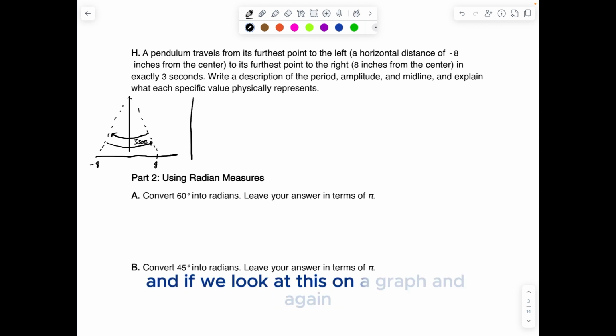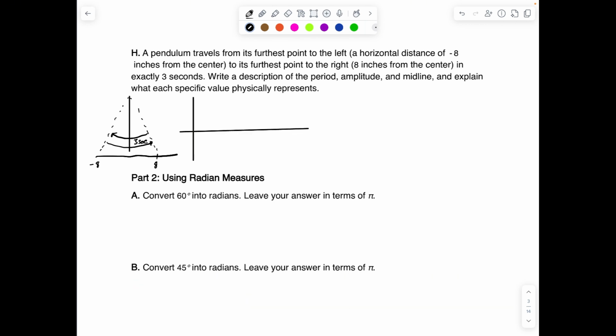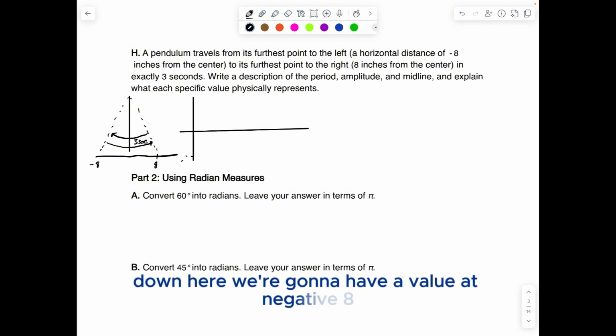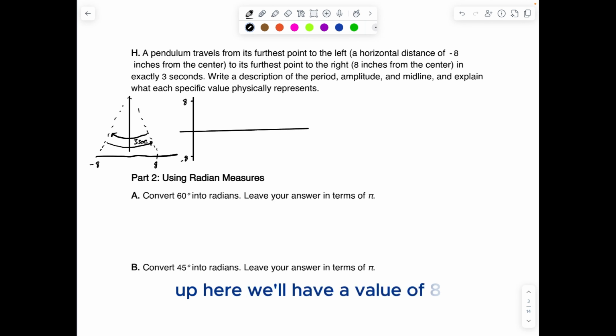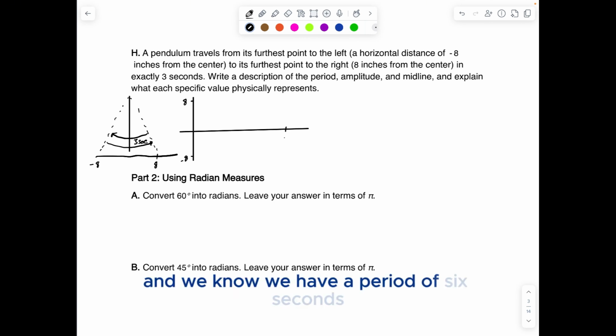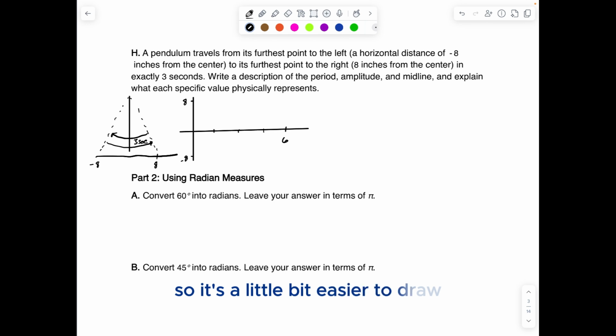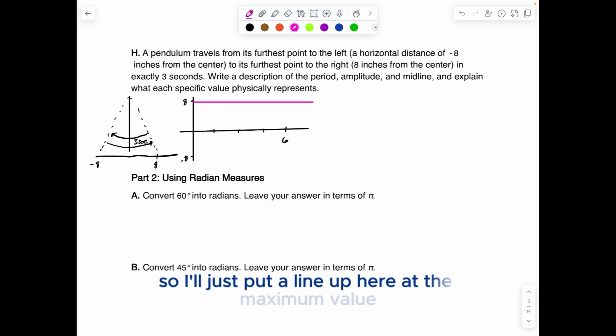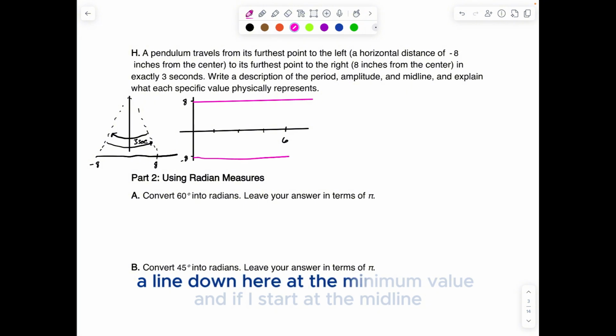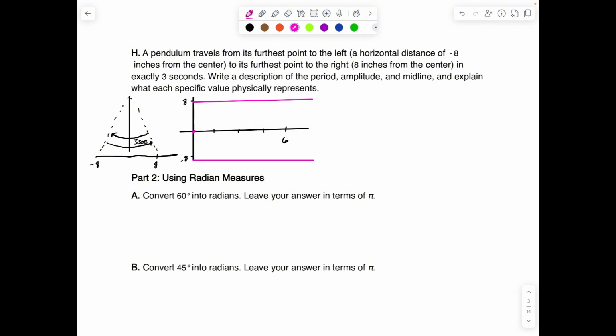And if we look at this on a graph, and again, it's not necessarily mandatory that you use the graph, but I think it helps a little bit. Down here, we're going to have a value at -8. Up here, we'll have a value of 8. And we know we have a period of 6 seconds. Again, I'm just going to split that up into quarters so it's a little bit easier to draw. I'll put a line up here at the maximum value and a line down here at the minimum value. If I start at the midline, I go up to the max, back to the middle, down to the minimum, and then we start all over again, and our periodic function would look something like that.